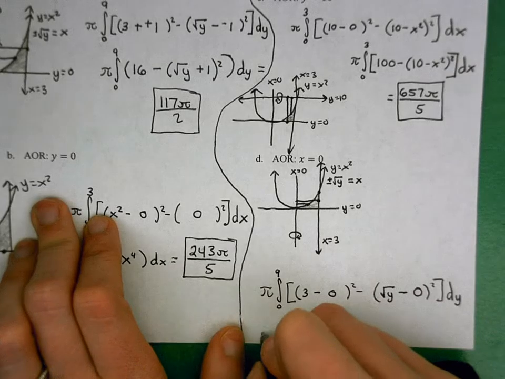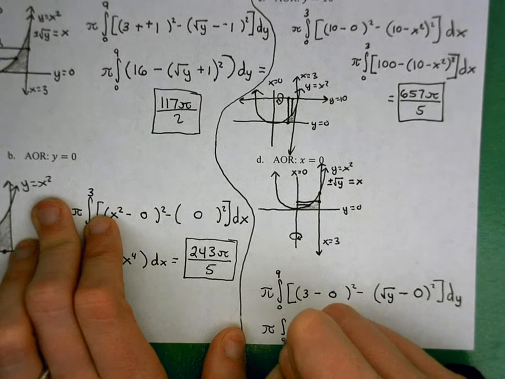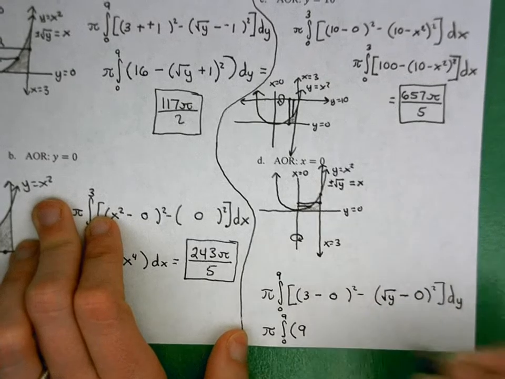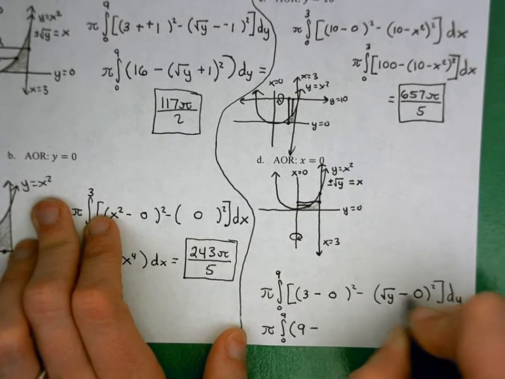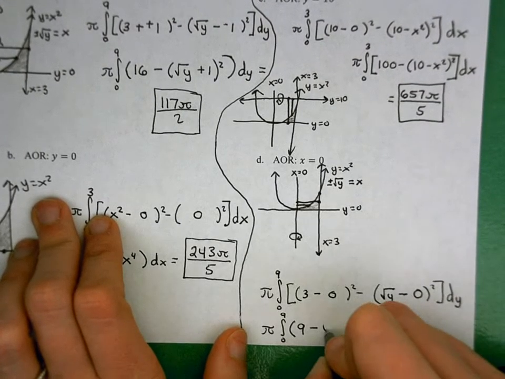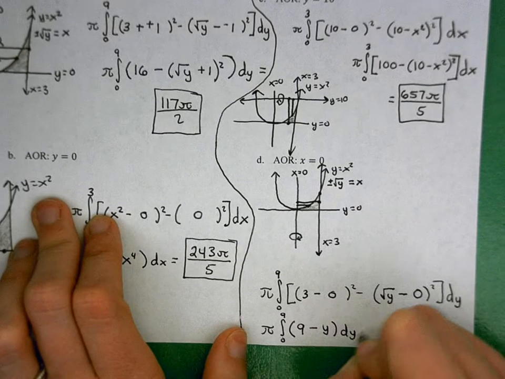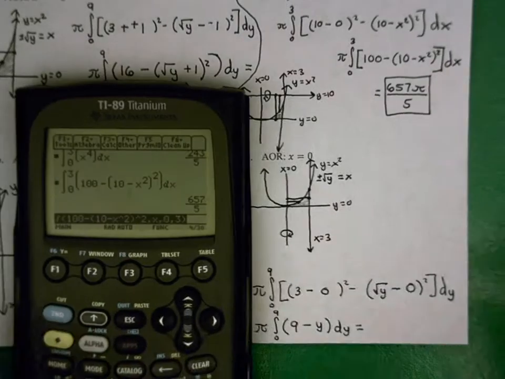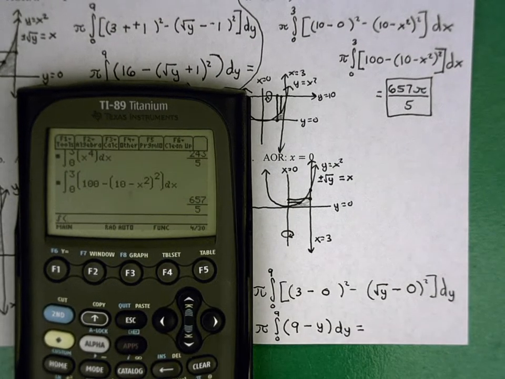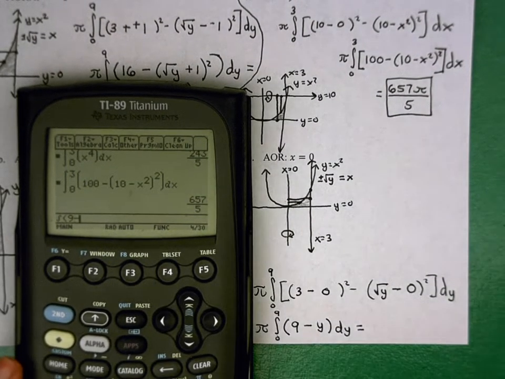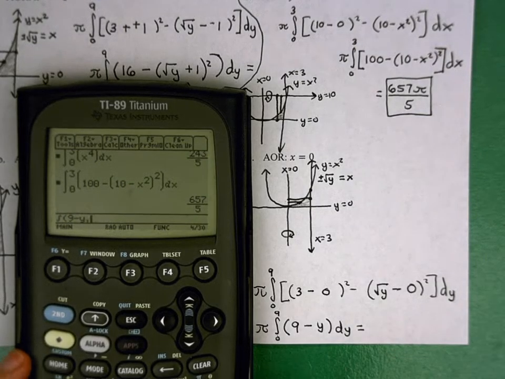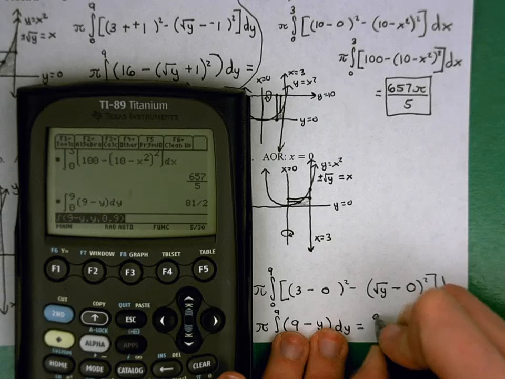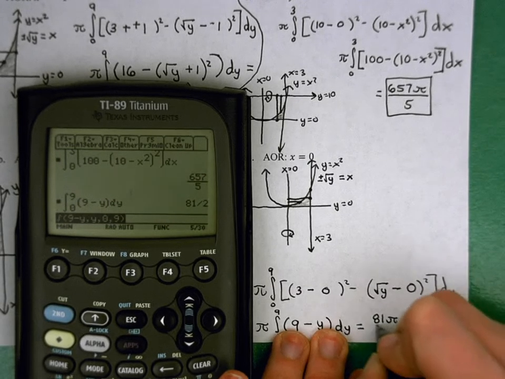And again, I'm going to go ahead and clean this up a little bit. 0 to 9. 3 minus 0 is 3 squared, which is 9. Minus root y minus 0 is root y squared, which is y. Okay. So we're going to go ahead and take that, plug it in. We get 9 minus y dy from 0 to 9. And we should get 81 pi over 2.